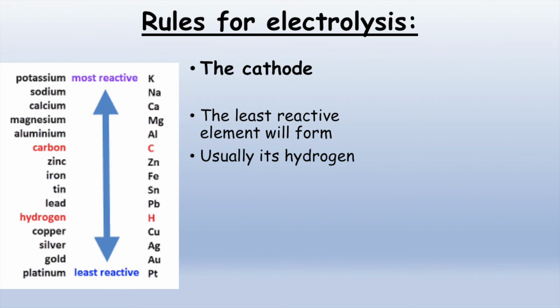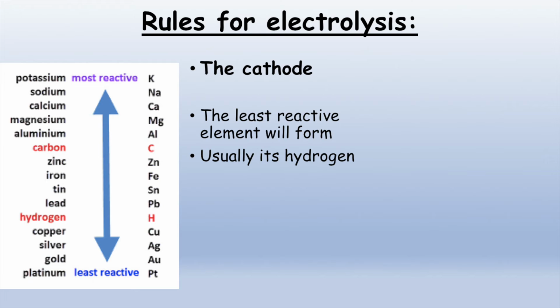The products that form at each electrode in an aqueous solution depend on a few factors. Earlier I referred to these as rules. This is because there are set criteria for what forms at the electrodes depending on reactivity and the presence of halide ions.